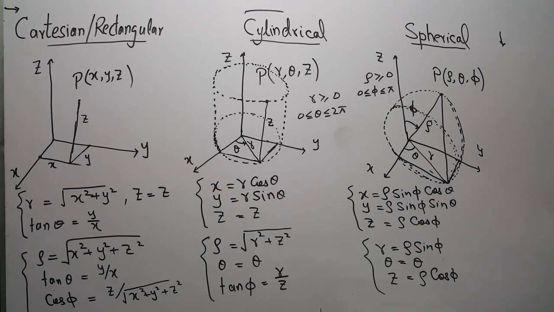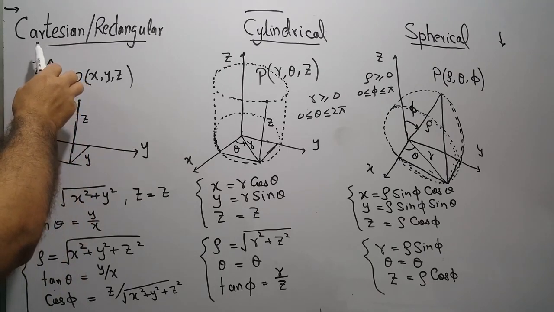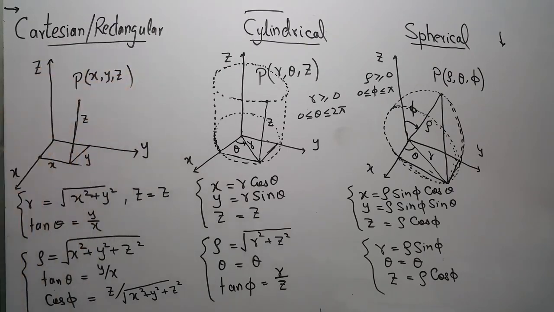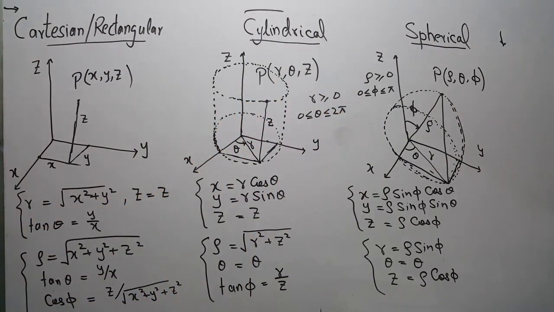In this video we will discuss the different coordinate systems and how we convert them from one coordinate system to another coordinate system if you're given any point. So the first one is called the Cartesian coordinate system, or it is also called rectangular. Another one is called cylindrical, and the third one is called the spherical coordinate system.